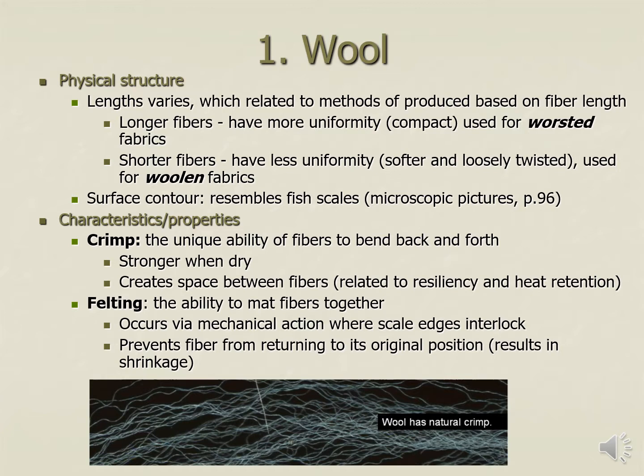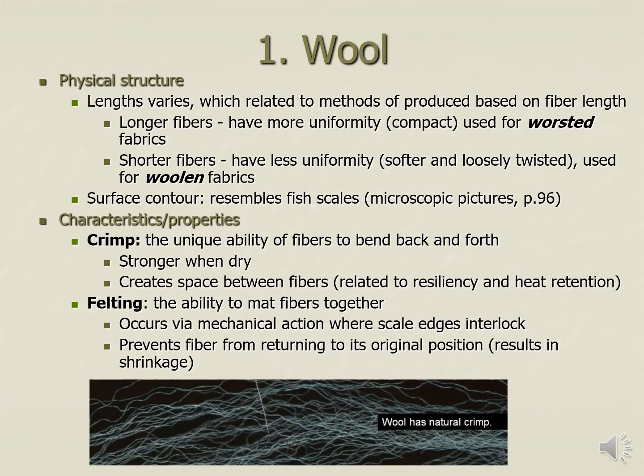That's important because it ties into the characteristics of wool, the most important of which is crimp. And crimp is that unique ability of fiber to bend back and forward. You can see that in action on the picture at the bottom of the screen. But what's really happening is that crimp is creating airspace between the fibers. And when that happens, the air gets trapped and you have heat retention, which is what makes wool such a warm fabric to wear.